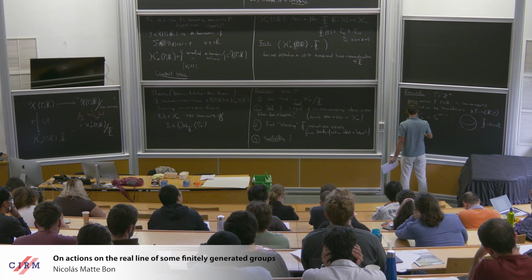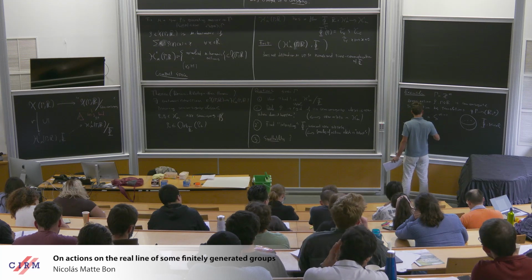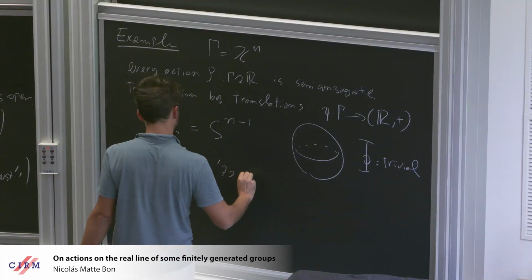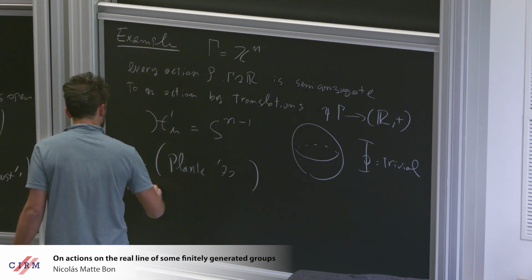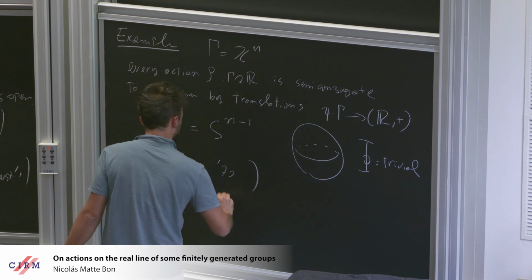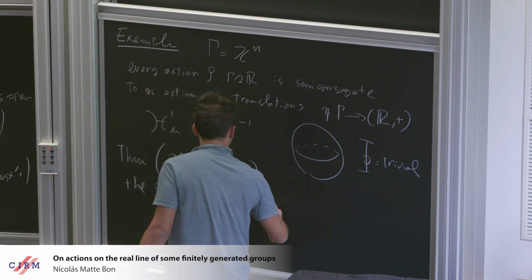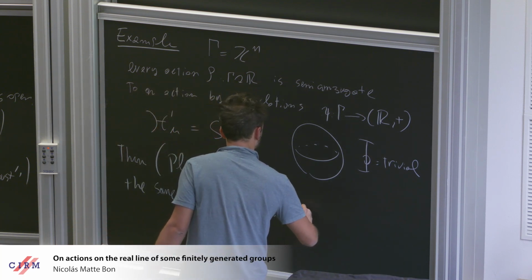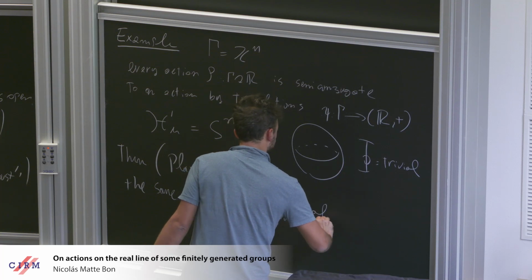It goes back to Plante in the 70s. The same holds if gamma is a finitely generated group of sub-exponential growth.